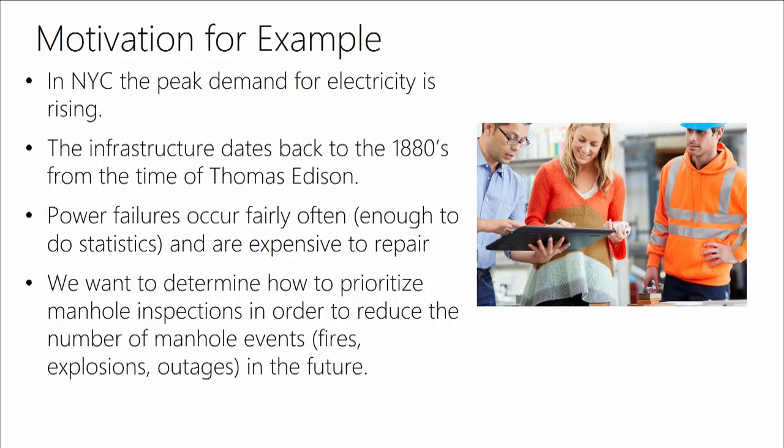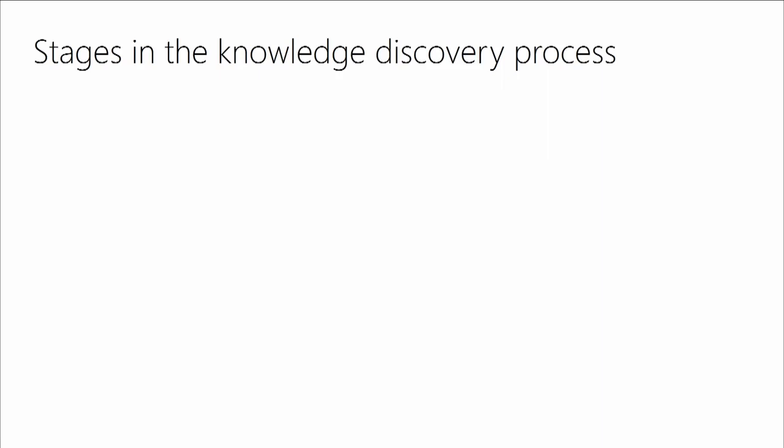prioritize which manholes were going to be inspected in order to optimally reduce the number of manhole events in the future. And a manhole event is either a fire or an explosion or a smoking manhole. And this is a real problem. This is something I actually worked on.